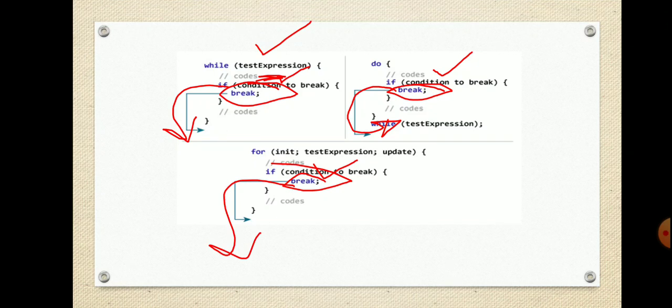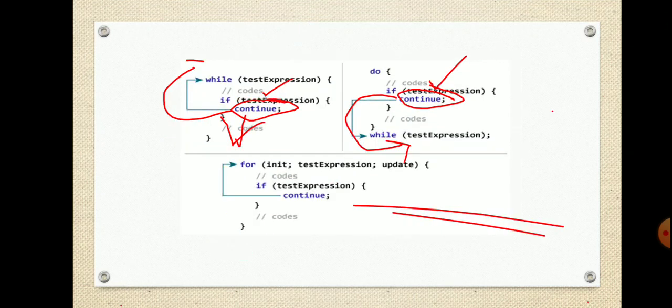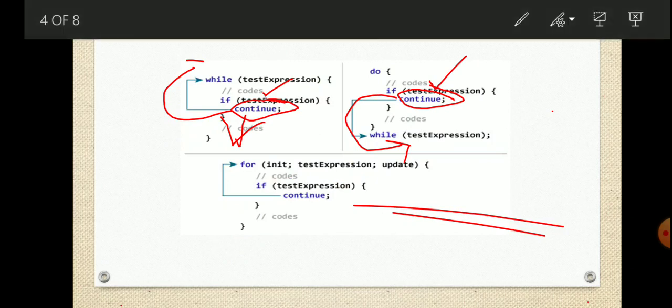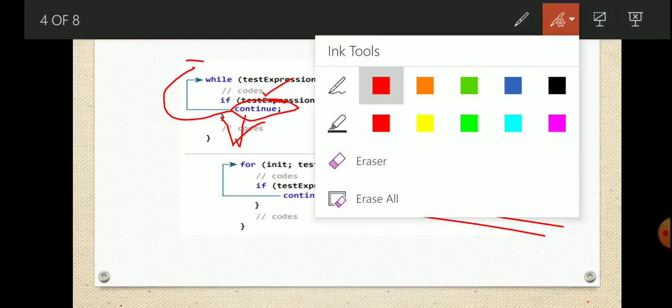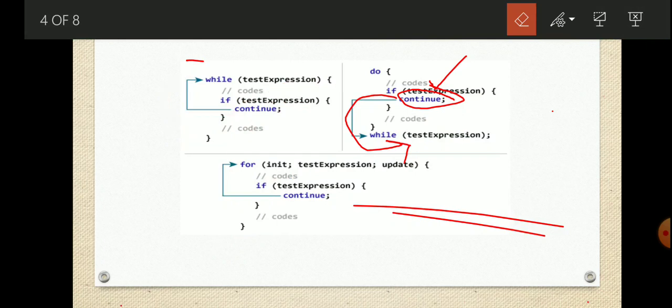So the flow will go like this. Basically we are altering the normal flow of the program.